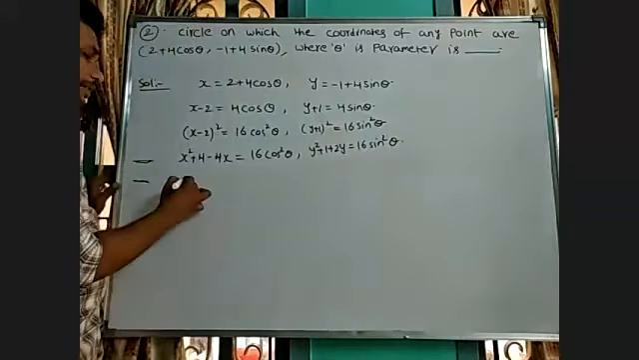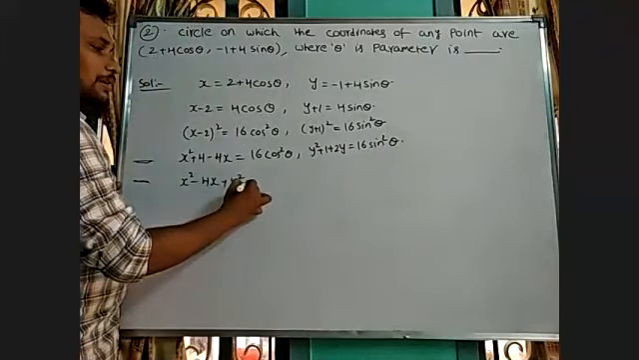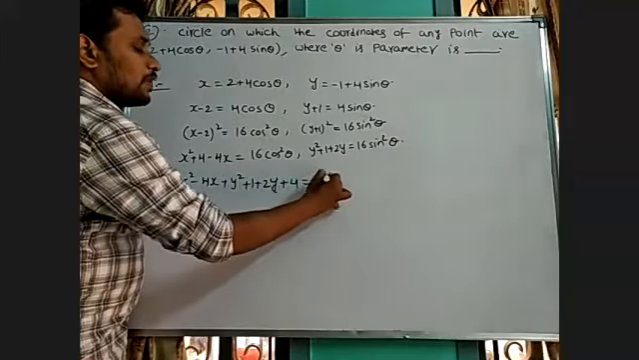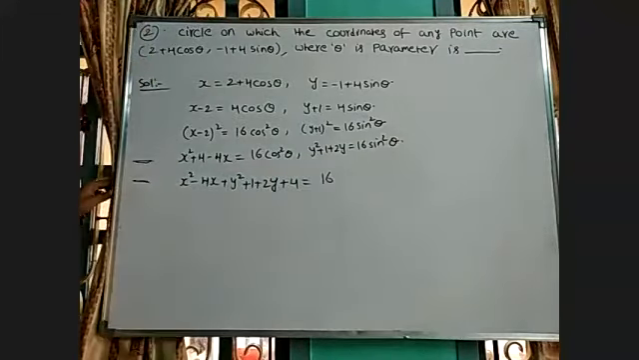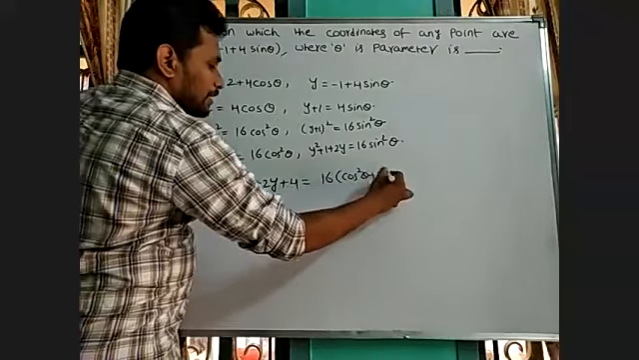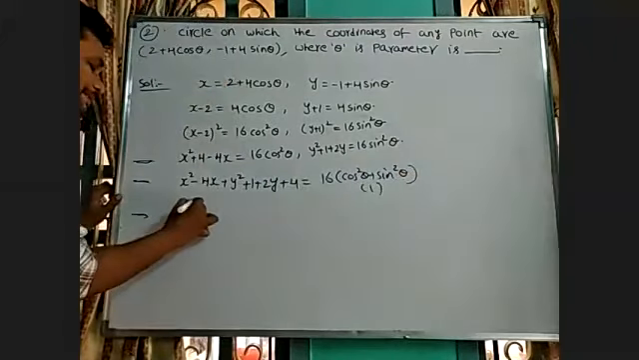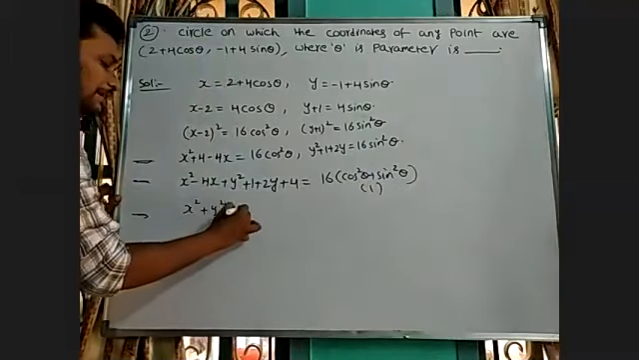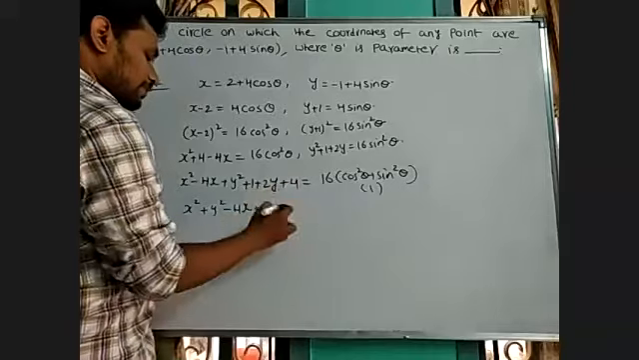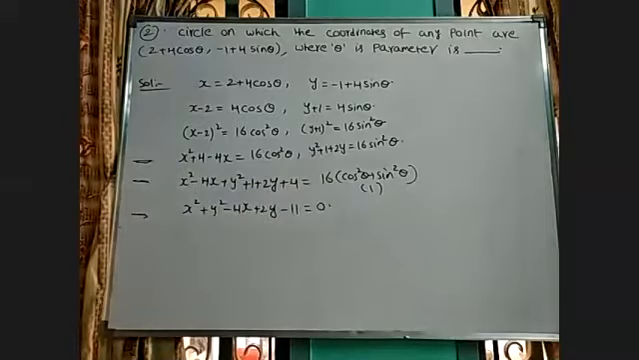From this, if we add both, x square minus 4x plus y square plus 1 plus 2y plus 4 equals, what do we get? 16 taken common, cos square theta plus sine square theta. This value is 1. Okay. From this, we write x square plus y square minus 4x plus 2y, 1 plus 4 is 5, minus 16 equals 0, which means minus 11 equals 0. Right.